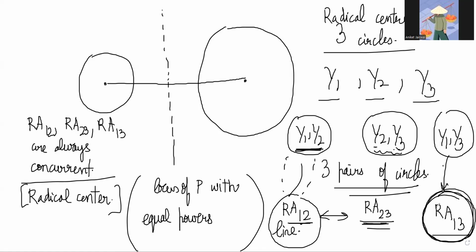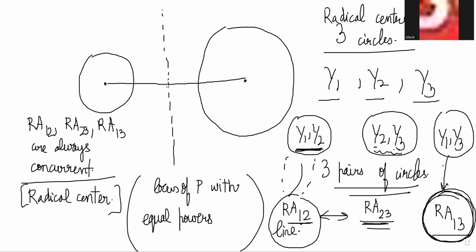Basically, it's a simple proof that a radical center exists. It's not very difficult to imagine that there will be a point which is a radical center, right? Does everyone understand what I'm saying? Sir, but how do we prove that they're concurrent? Prove what is concurrent? RA12, RA23, and RA13. I just said it, you didn't pay attention in the last minute.